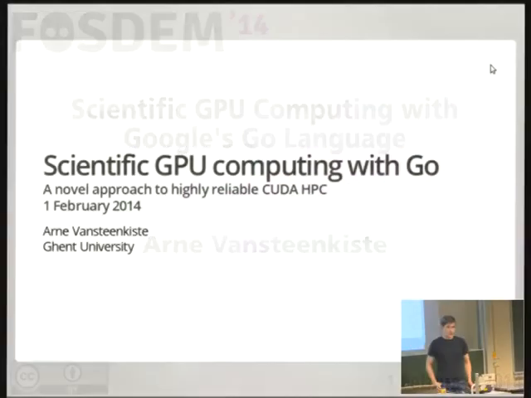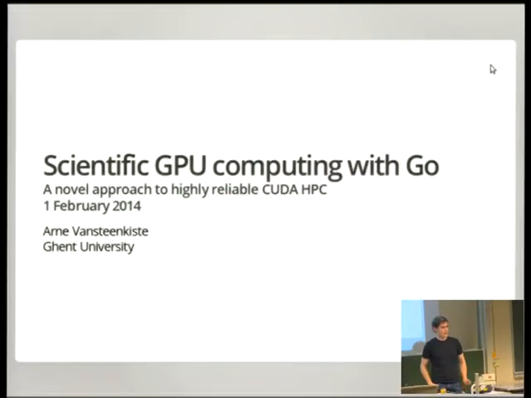Hello everyone. Tomorrow there's an entire dev room about Go being used for all kinds of web services and so on. This is something completely different. We're using Go here for a purpose that it was not originally intended for. So I mainly want to give you some feeling for how well suited Go is, what the pros and cons are of Go for scientific computing.